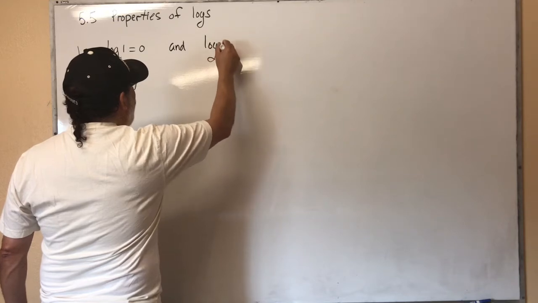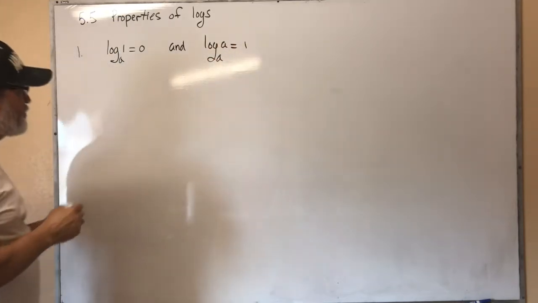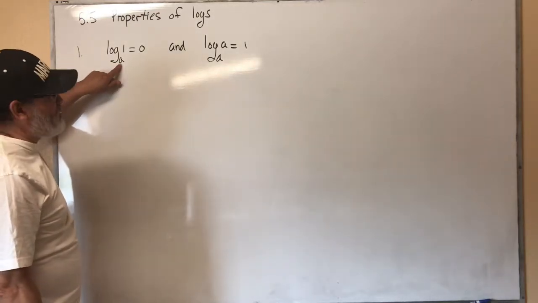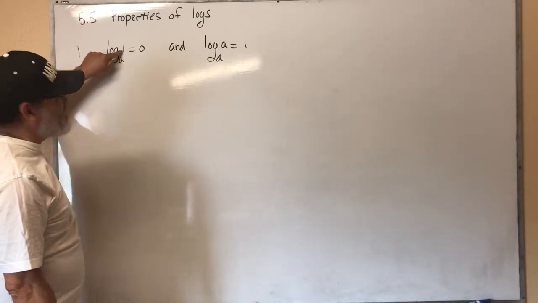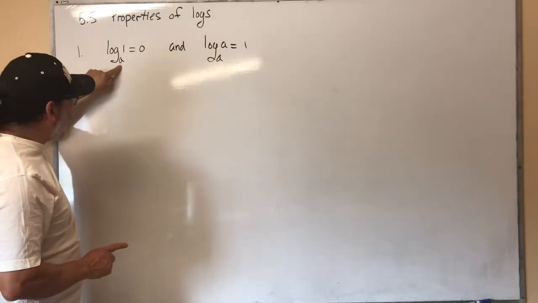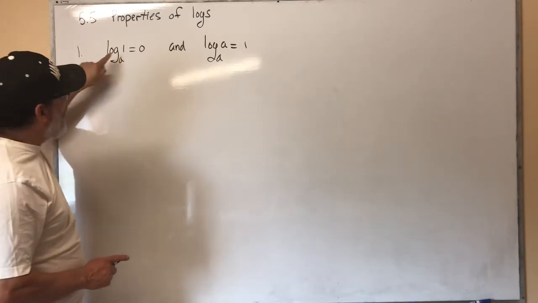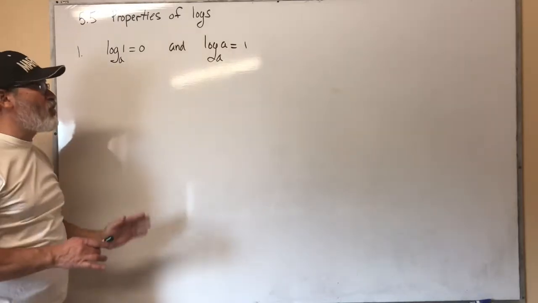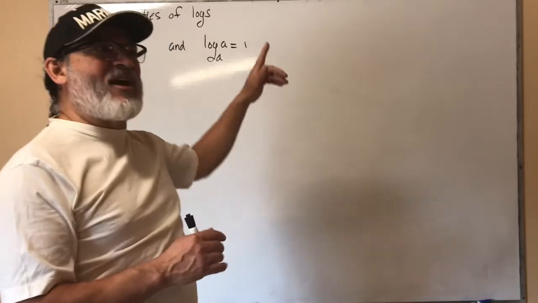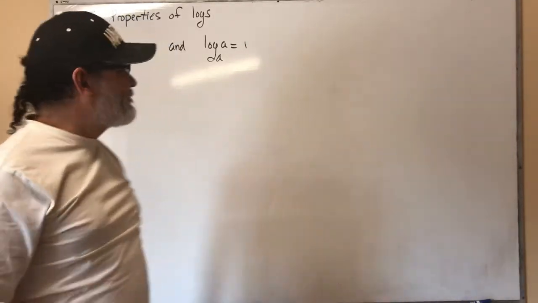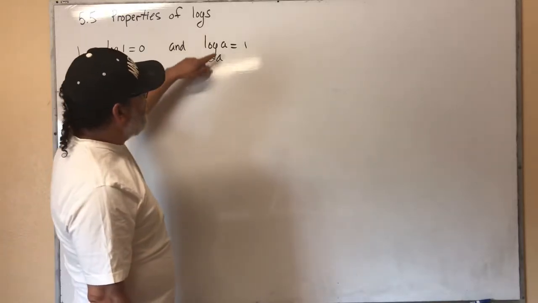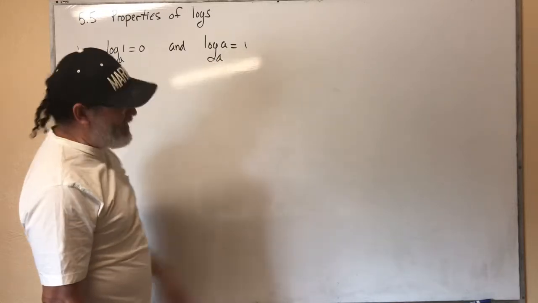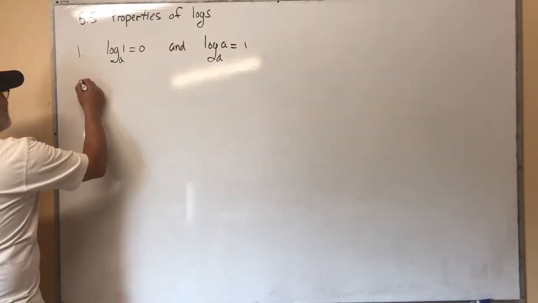Log base A of A is 1. So what they're saying is, no matter what the argument is, no matter what the base is, if the argument is 1, for any base, the answer is always 0. The log base A of 1 is 0. No matter what the base is, of course, the base must always satisfy the definition that we gave earlier. When the base and the argument are the same, the answer is always 1.